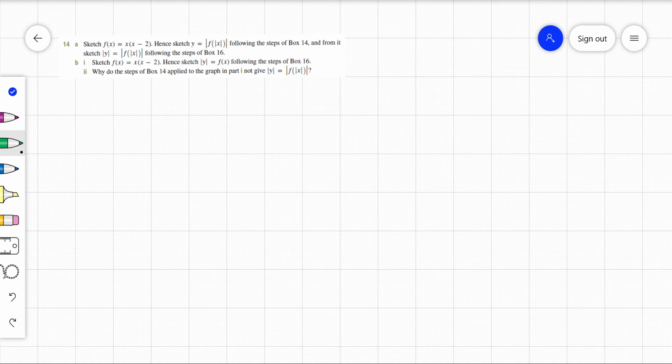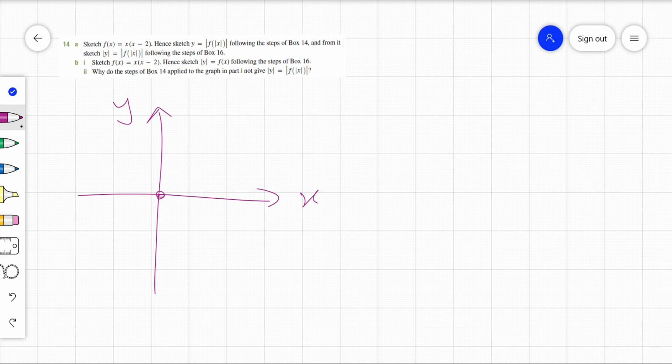Alright, so this is the example. If we look first at the sketch of f(x) = x(x − 2), we know that's a quadratic. If I just do a quick bad sketch of that, we know it goes through 0 and it goes through 2 and it's happy, so I'm looking at something like that. Therefore the vertex would be at 1. If I put 1 in, I get 1 times negative 1, which is negative 1, which makes sense. Alright, so there's our f(x) curve.